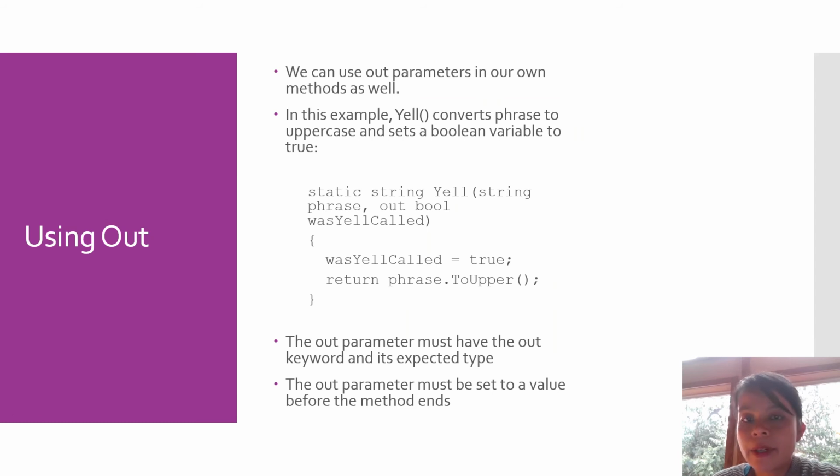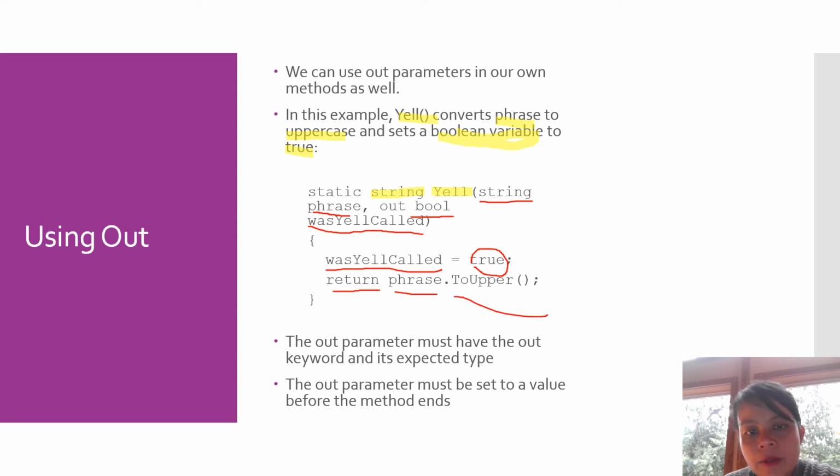We can use out parameters in our own methods as well. In this example, the yell method converts the phrase to uppercase and sets a Boolean variable to true. Here we have the declaration. The return type is string, and yell is the method name. Inside it we have two parameters, phrase and wasYellCalled. The data type for phrase is string, and the out parameter's data type is Boolean. We assign wasYellCalled the value true, and then it returns the phrase ToUpper, turning the phrase to uppercase.